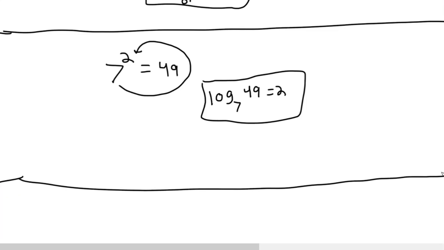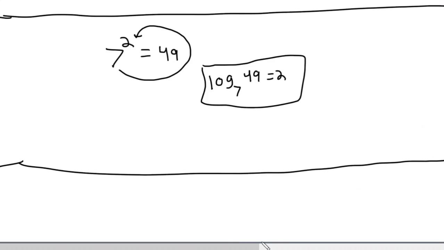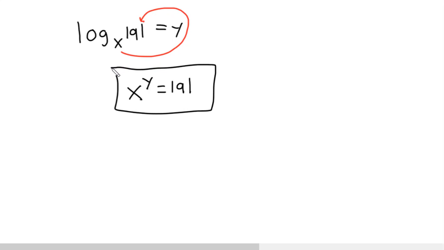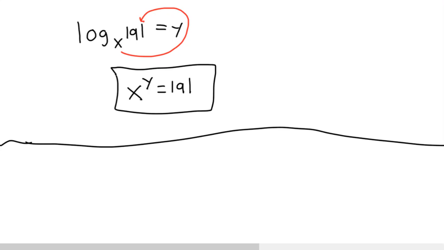So let's try a more broad example where we're dealing with variables. So again, we're going to go back to logarithms really quick. So log base x of 191 equals y. Even though there's variables in here, the swoop method still applies. So I have x, hit y, hit 191. So I have x to the power of y equals 191. That means x raised to what power gives me 191? x raised to y gives me 191.